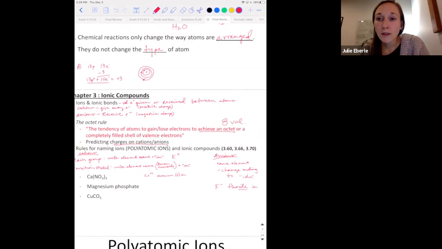Remember, overall, these have to be neutral. So for like the second one, magnesium phosphate, you have to consider the charges on your cation and anion and how many of each one you need to get a neutral compound overall. The amount of positive charge has to add up to equal the amount of negative charge. And you don't put the word ion into the compound because it's not an ion, it's a compound now.